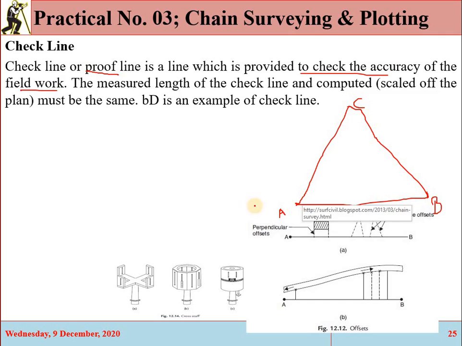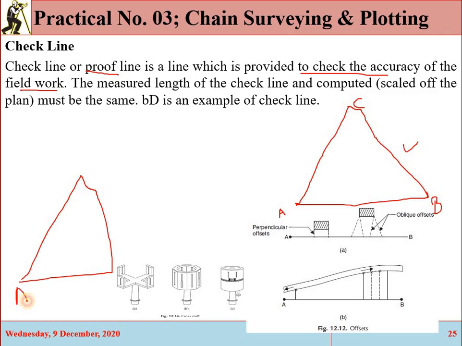Okay, now suppose we will draw the map of this area, we will prepare the drawing of this area. So in the drawing you will get such shape. Now suppose we have to check whether we have transferred the accurate dimensions to the sheet of paper or not. So for that purpose we are taking a check line on the ground.